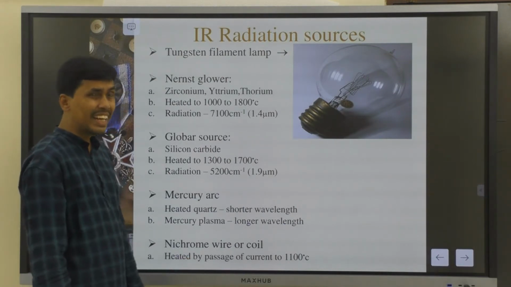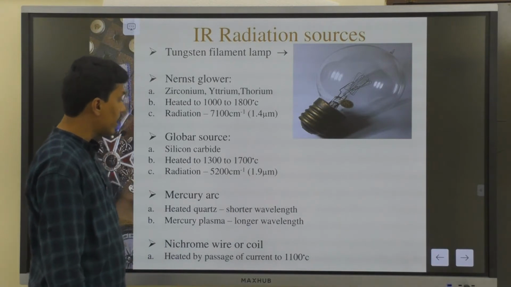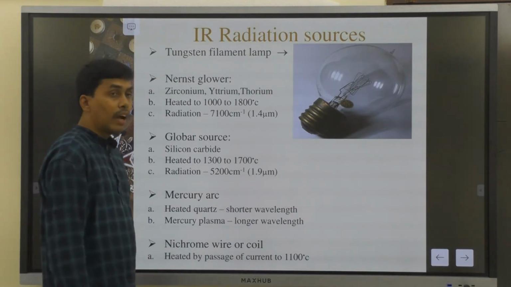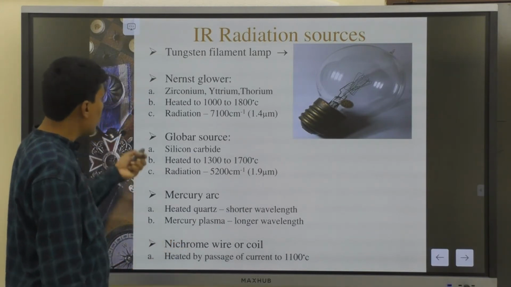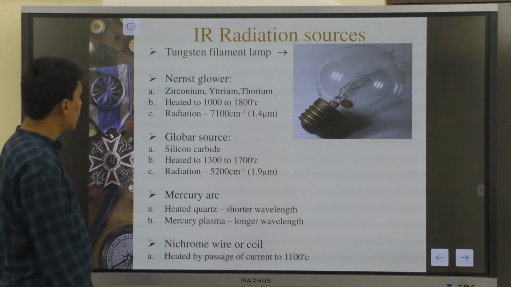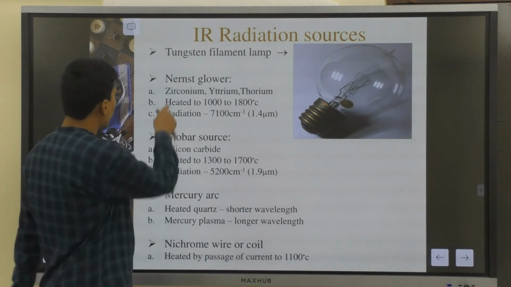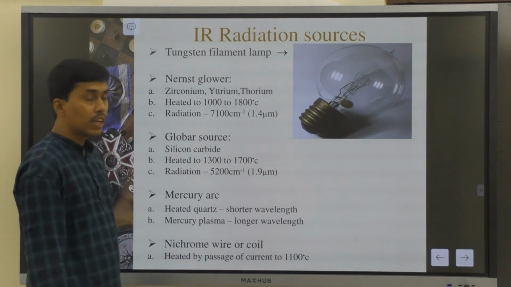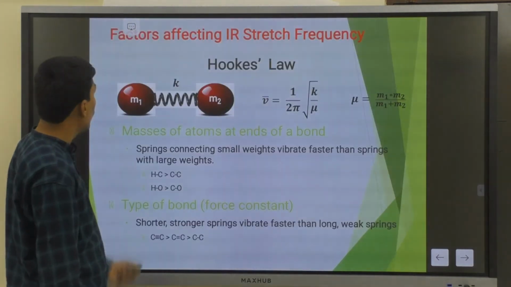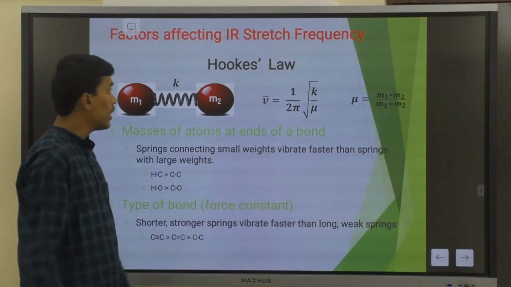It is called an incandescent lamp. If you heat it by passage of current to 1100 degrees centigrade, you can get IR radiation. So these are the different types of IR radiation sources. But the most popular ones in use are the Nernst glower, the tungsten filament lamp, or the incandescent lamp. Okay.